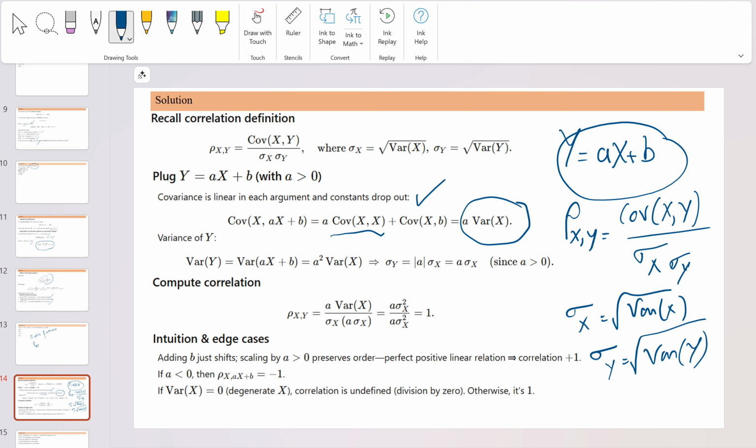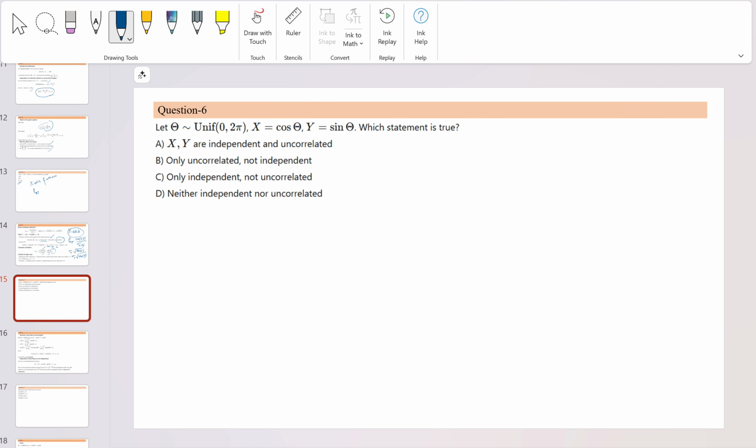So covariance is equal to a times the variance of x. Variance of y is equal to variance of ax plus b, which is a square times the variance of x. That implies sigma y is equal to a times sigma x. So rho xy is equal to a times sigma x square divided by a times sigma x square, which is equal to 1. So option D is correct. Okay, let's move forward and try to solve this problem.